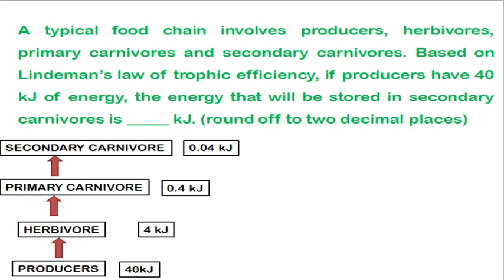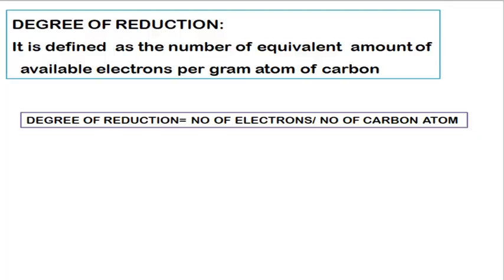It is 4 kilojoule, which means you need to divide 40 by 10, which is 4. The energy in the primary carnivore is 0.4 kilojoule, which means you need to divide 4 by 10, which is 0.4. And what about the energy that will be stored in the secondary carnivore? It is 0.04 kilojoule, that is, you need to divide 0.4 by 10, which means you will be getting 0.04 kilojoule.